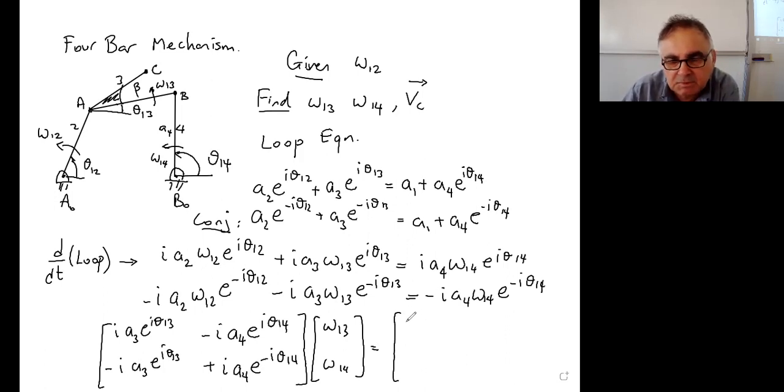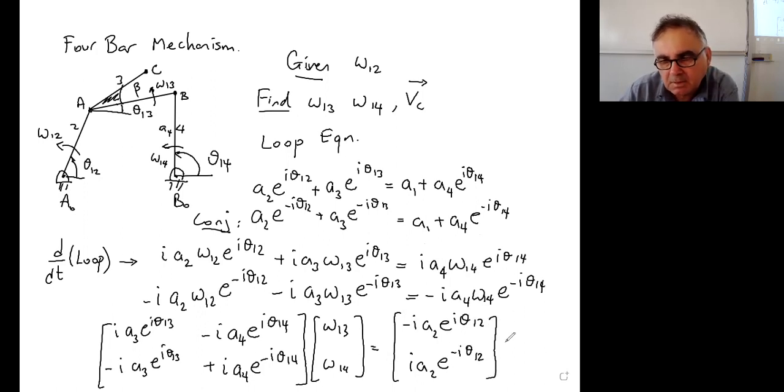this term goes here, so minus I A2 e to the I theta 1, 2, and this term goes here, so it is I A2 e to the minus I theta 1, 2, times omega 1, 2. A2 and omega 1, 2 are actually common in both of these.